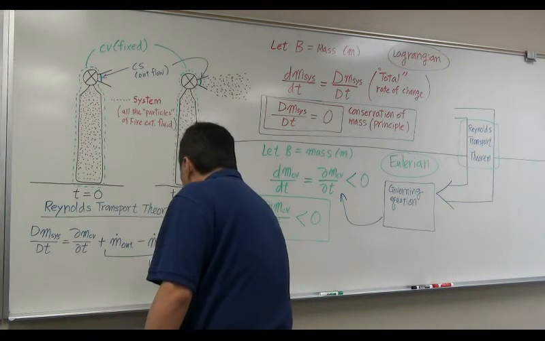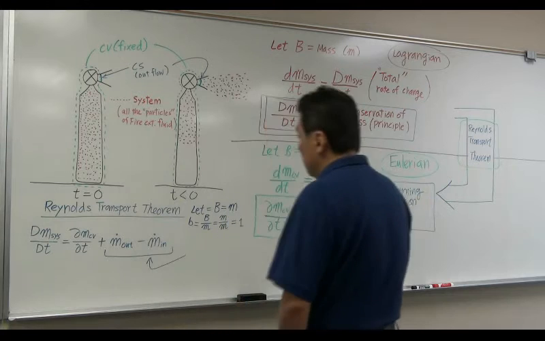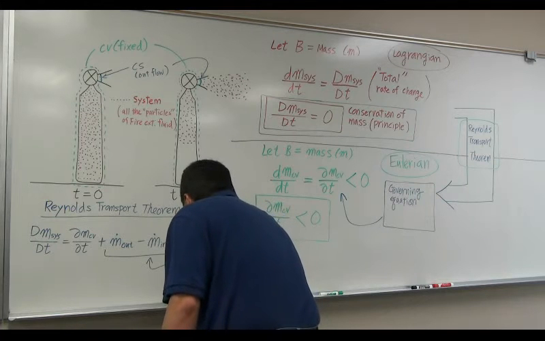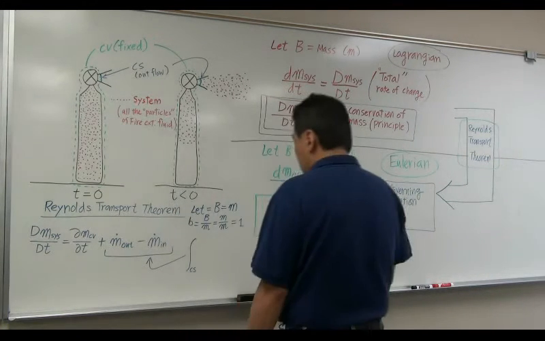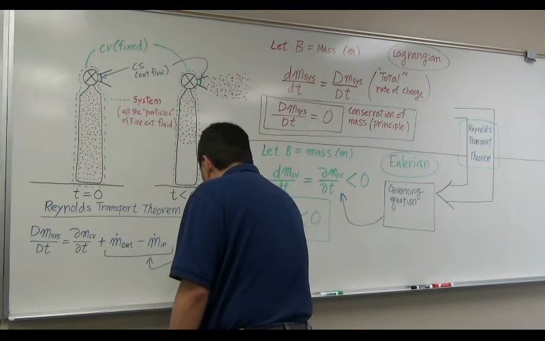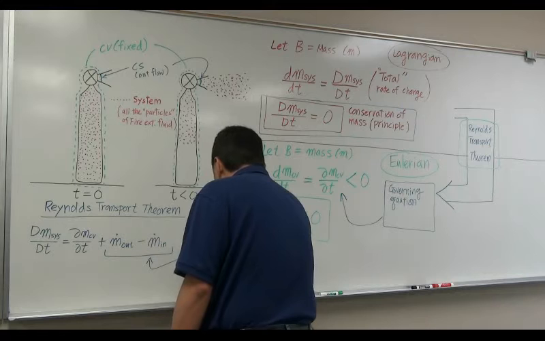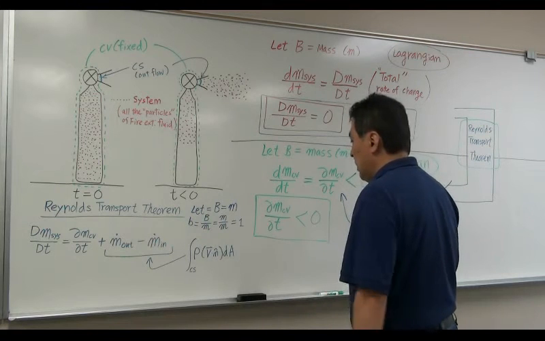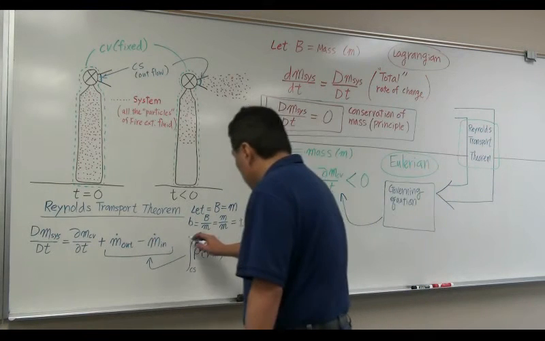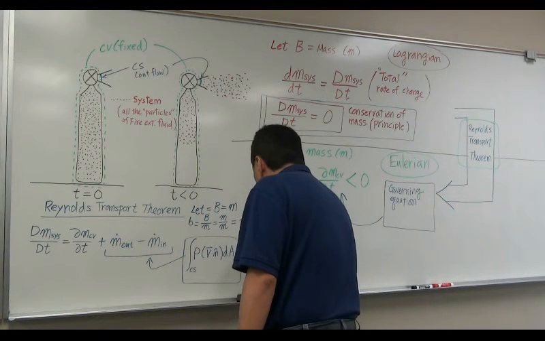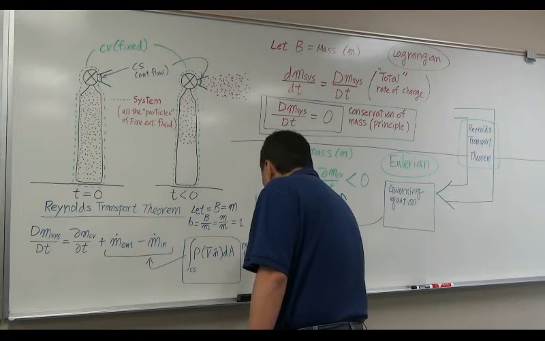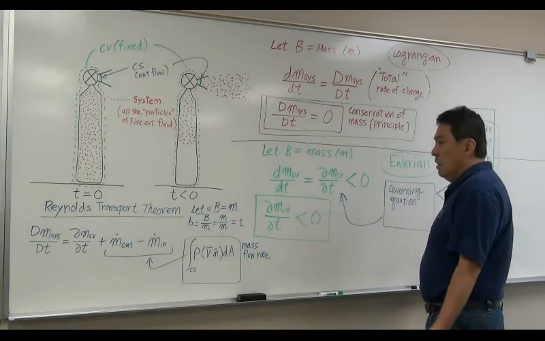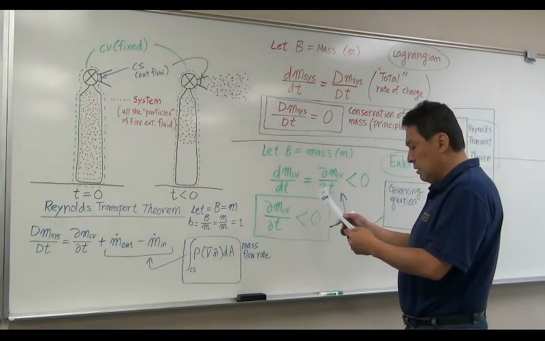This is basically the flux of the mass across the control surface. You can express that using an integral over the control surface of rho times v dot n dA. Okay. This is the mass flow rate. All right. So this is a Reynolds transport theorem. That's it. It's a fairly simple deal.